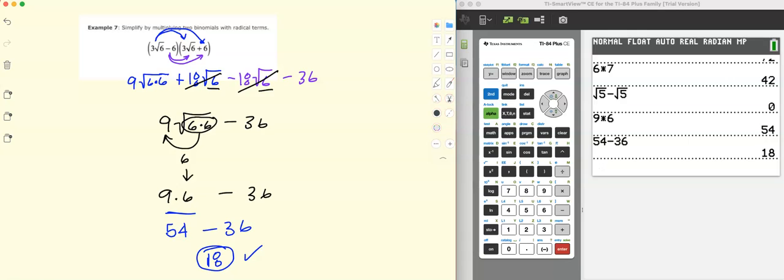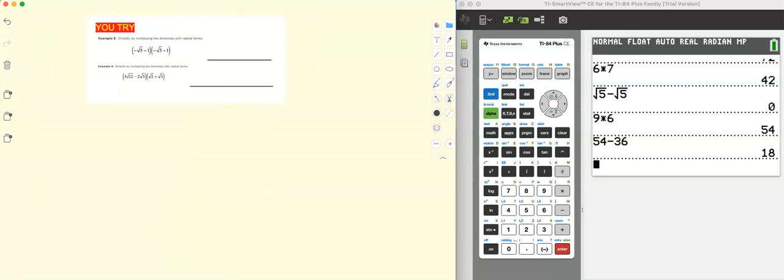All right. Now you guys are going to try some on your own just to see if you really understand how to multiply these radicals.